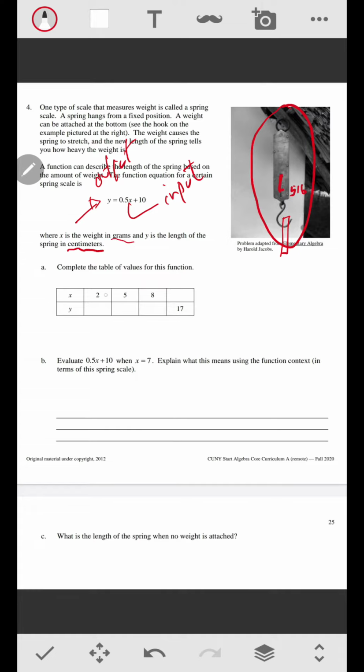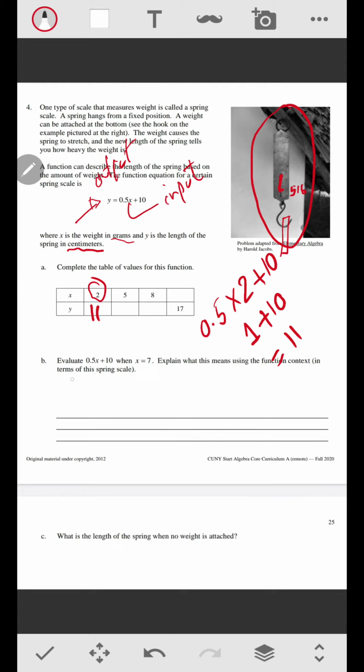So how do we complete the table? x is given, which is 2. We have to find the y. Remember, x = 2 means this is weight in grams, so x is 2 grams. So what's going to happen to our length of the spring in centimeters? What you have to do is 0.5 times that x, which is 2, plus that 10. So 0.5 times 2 is 1, plus 10 is 11. So that's how we can figure out the value of y. I want you to continue the table and see if you can figure out all the y's.